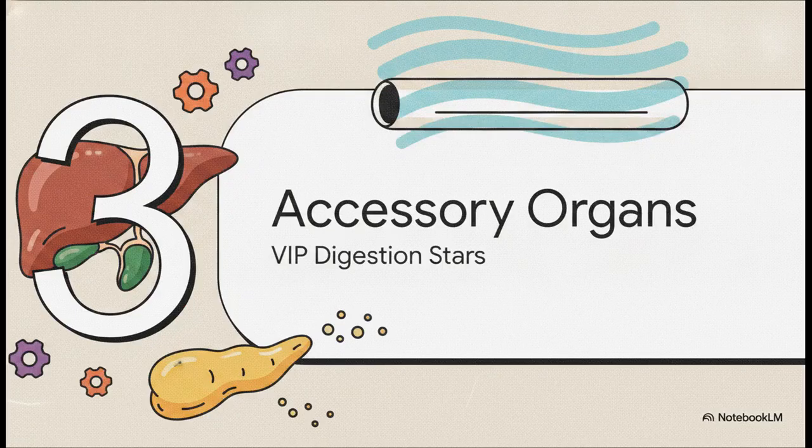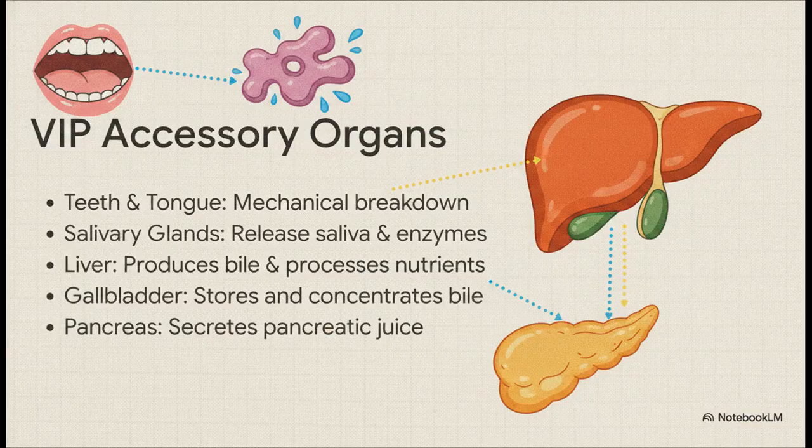All right, Section 3, the accessory organs. Let's briefly shift our focus away from the main tube itself to the crucial accessory organs. While they don't form the continuous hollow tube, think of them as the VIP guest stars of digestion. They inject the necessary mechanical and chemical aids into the system, and they are absolutely critical for breakdown. Up top, we have the teeth and tongue for mechanical breakdown, and the salivary glands releasing saliva and initial enzymes.